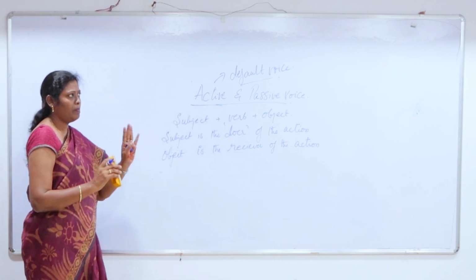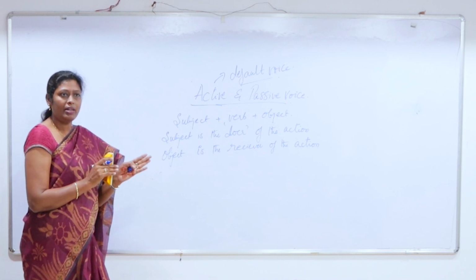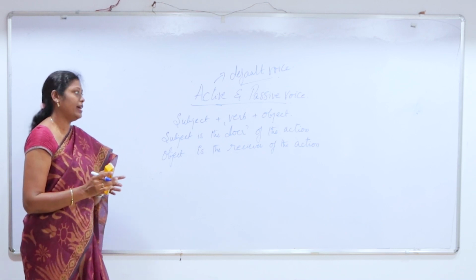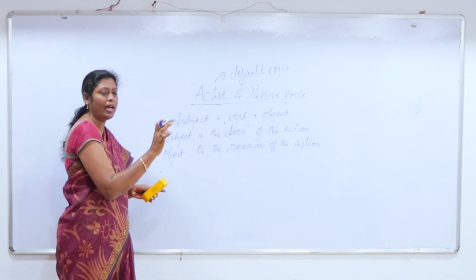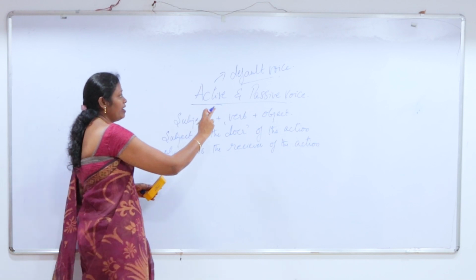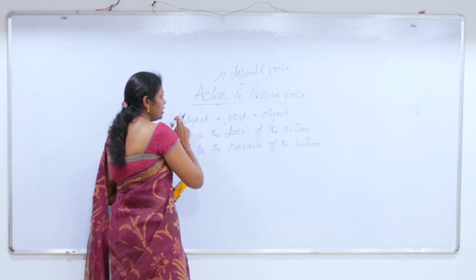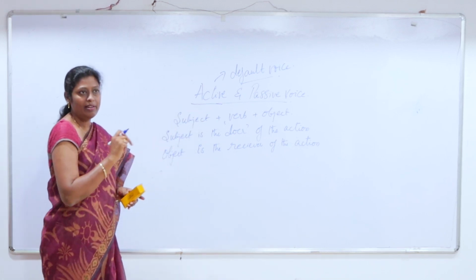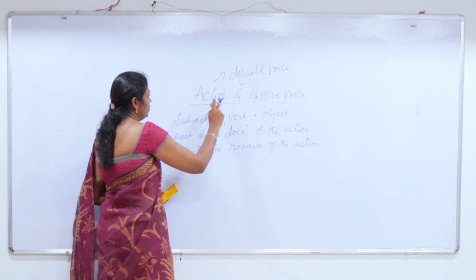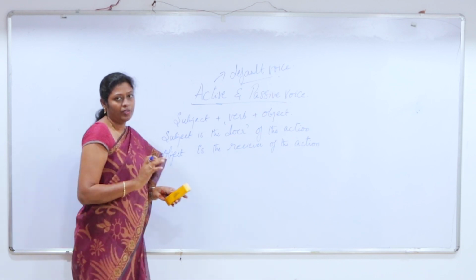The main difference between American English and British English is, guys, that American English does not have this active and passive voice. They have only active voice. They do not have passive voice. When it comes to British English, we have active and passive voice, and so do we Indians. We also follow this active and passive voice in our grammar.